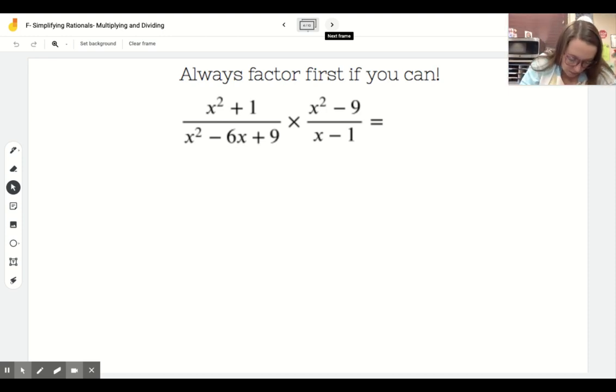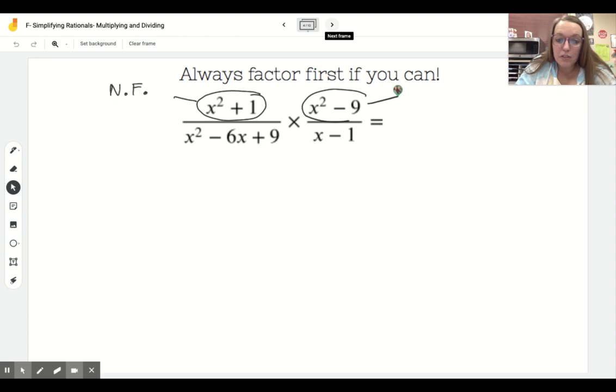So let's see, x squared plus 1. That's a sum of squares. That's not factorable. x squared minus 9. That's a difference of squares. That is factorable. The square root of x squared is x, and the square root of 9 is plus or minus 3. So that's what that factors to. Okay, let's look at our denominators.